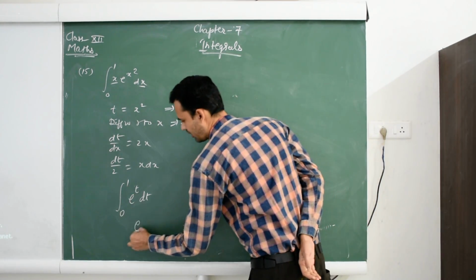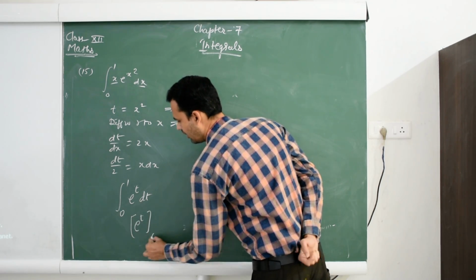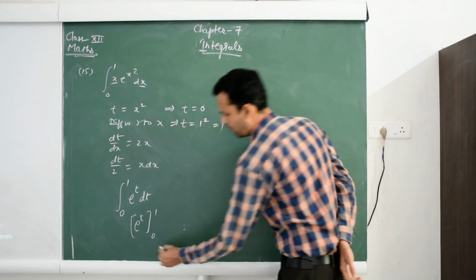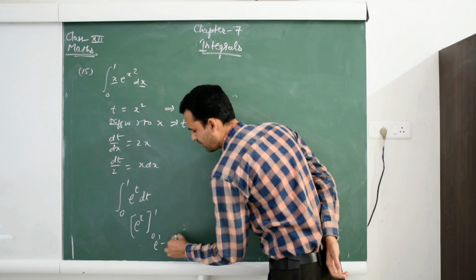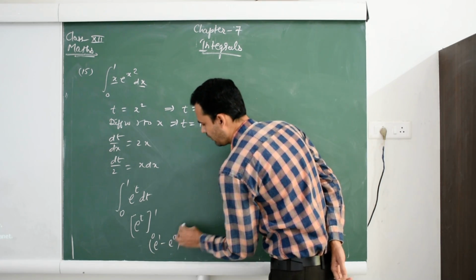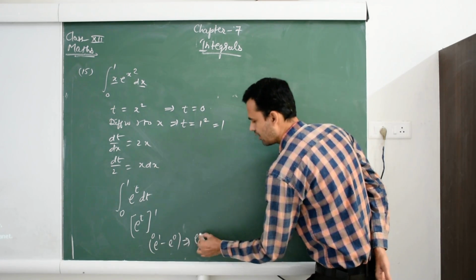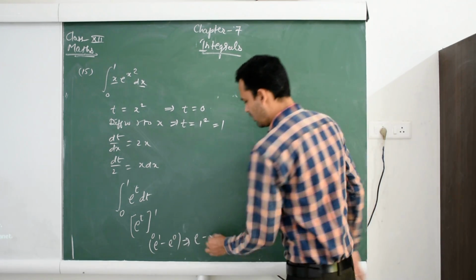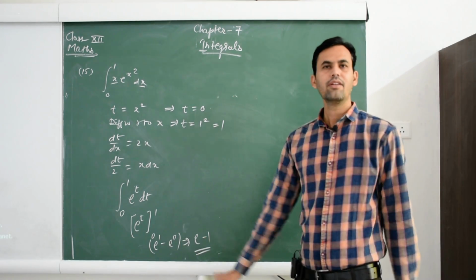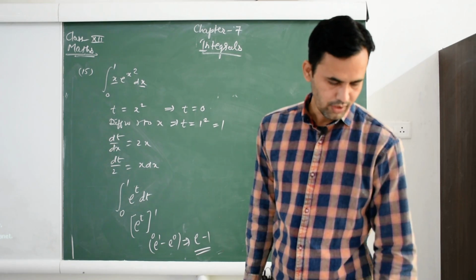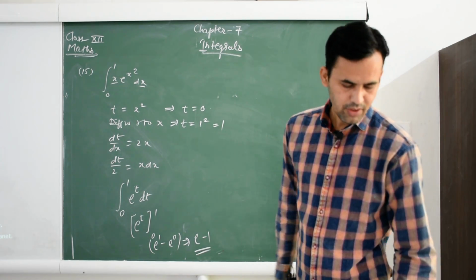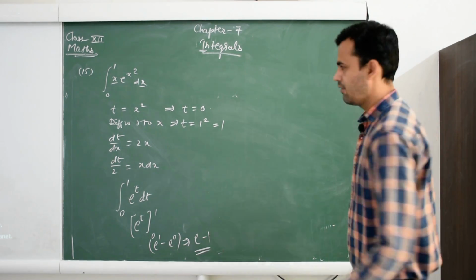Integration of e to the power t is e to the power t, limit 0 to 1. We put e to the power 1 minus e to the power 0. The value of e to the power 1 is e, and e to the power 0 equals 1. So, the answer is e minus 1. Now, the next question is question number 17.